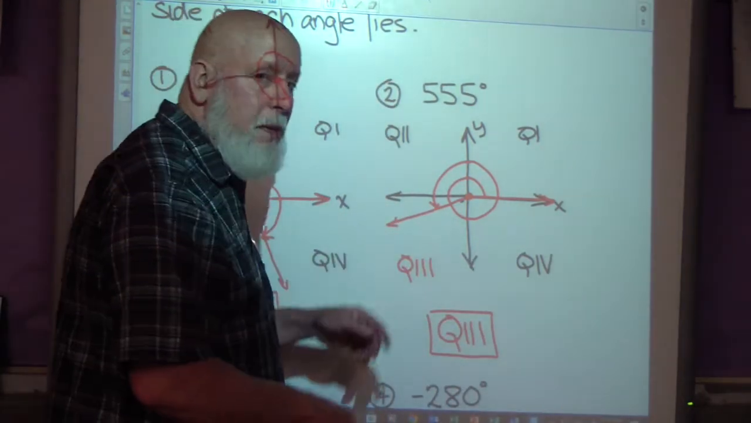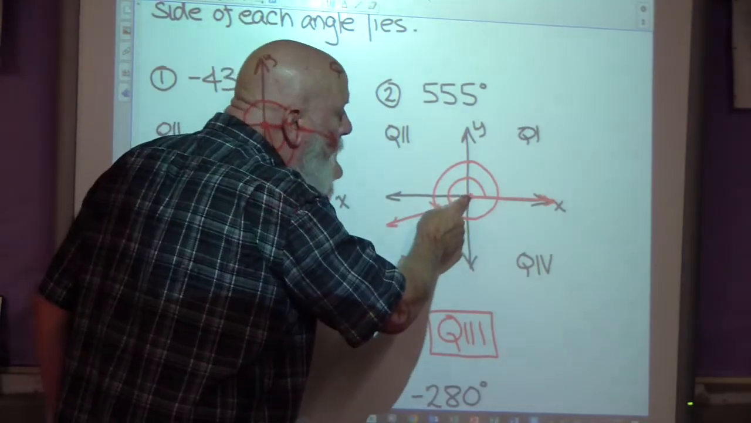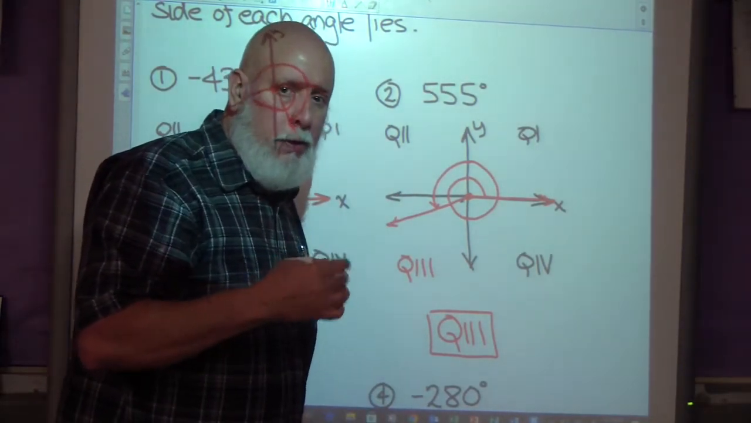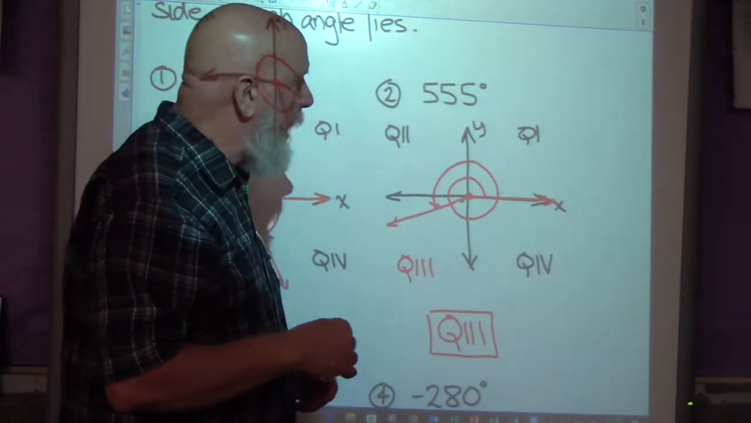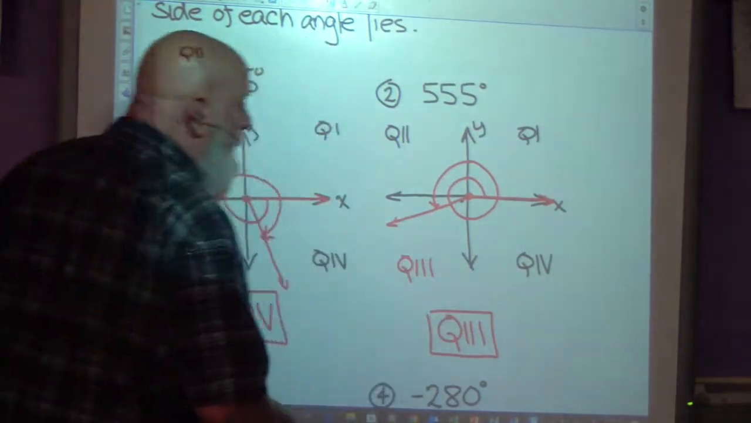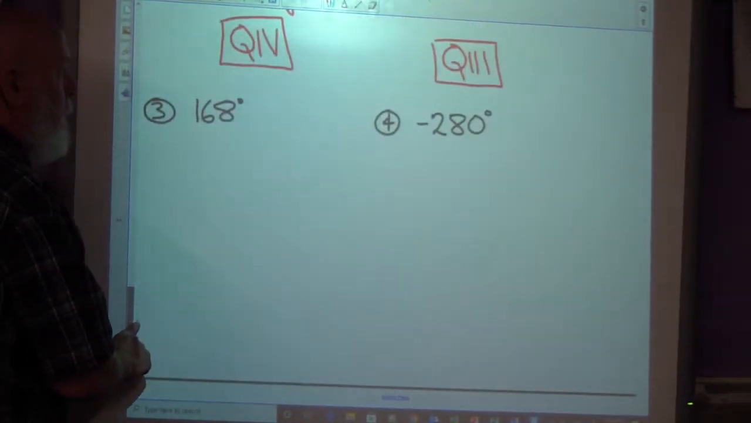We won't have any of them stop on the worksheet. None of them will stop on the actual axis itself. They could. We call those quadrantal angles. That's just the name for them, quadrantal angles. But for today, we're just going to be stopping in various quadrants. Let's take a look at this one.